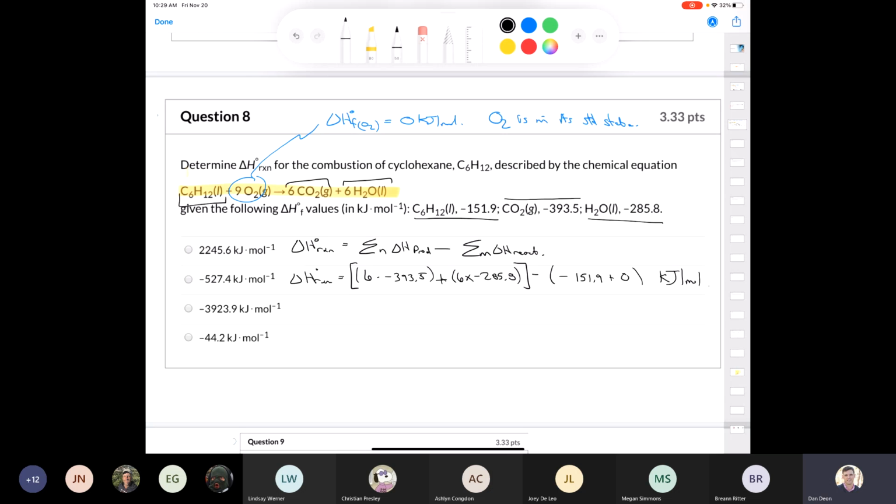When you punch all this into your calculator, you end up with your delta H of reaction as being negative 2361 plus negative 1714.8 subtract negative 151.9 kilojoules per mole for the whole thing. When you plug all that in, you get the delta H naught of this reaction is equal to negative 3,923.9 kilojoules per mole.